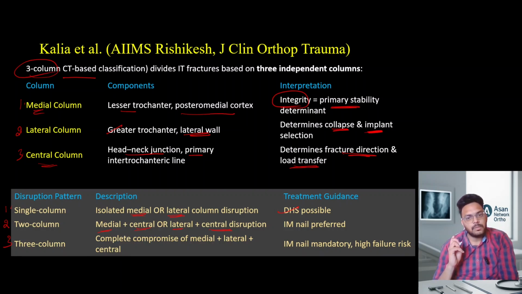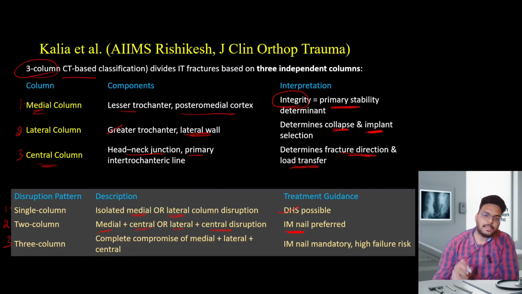In that, the most important thing that you have to remember is the medial column should be fractured. The medial and the lateral, or the medial or the central, that is the two column fracture. Only the intramedullary nail is preferred. It doesn't say that DHS is not possible. Intramedullary nail is preferred, but you can still do a DHS when the fracture is stable.